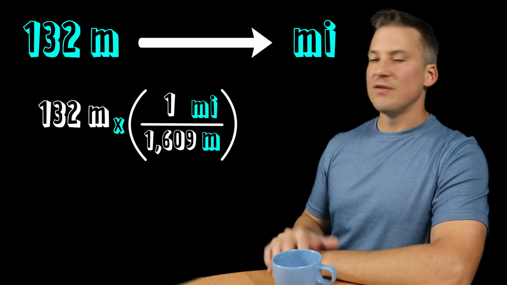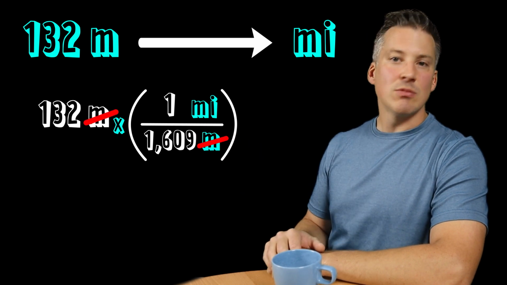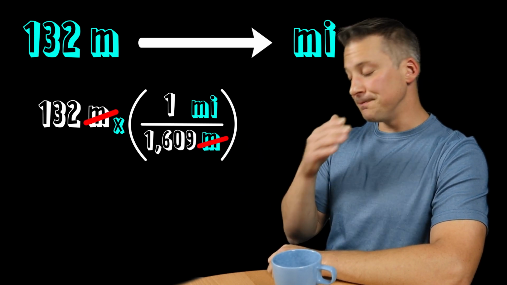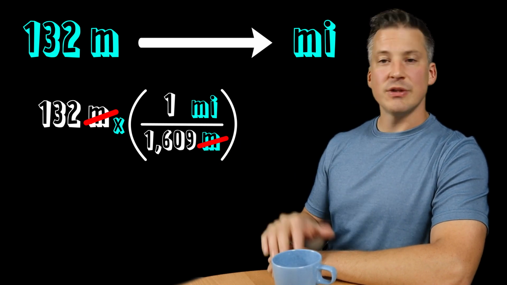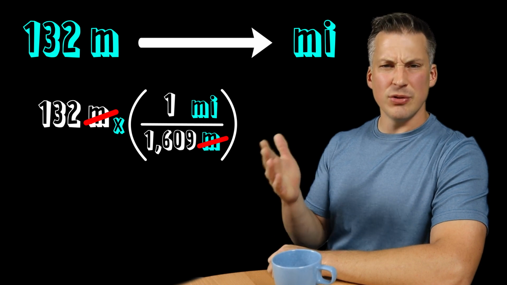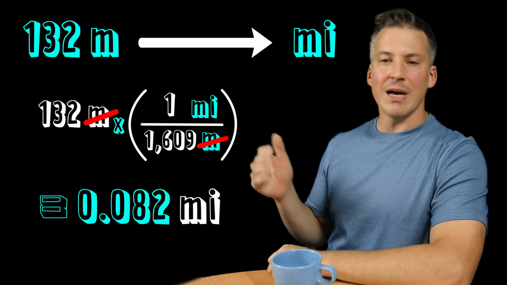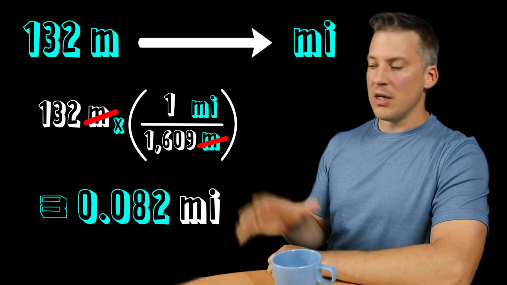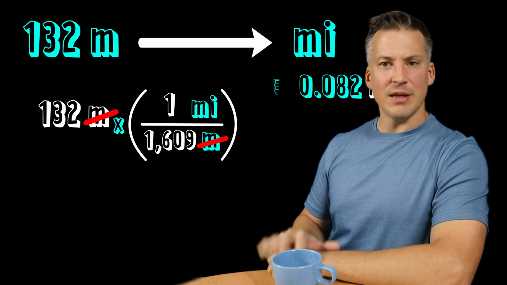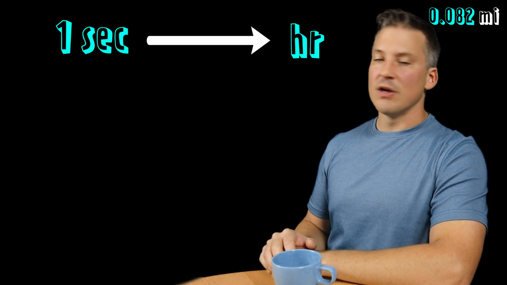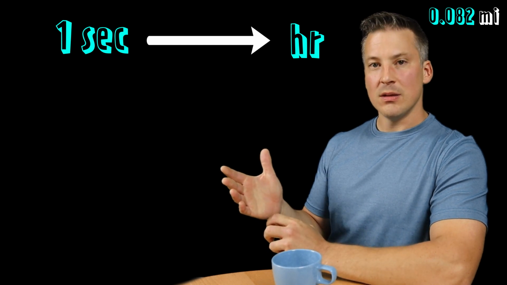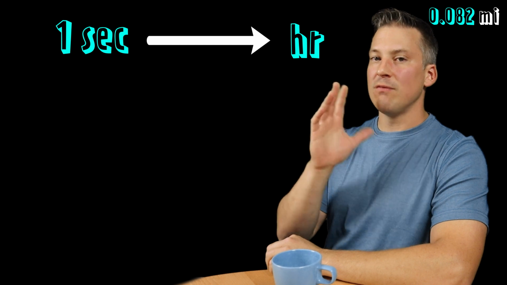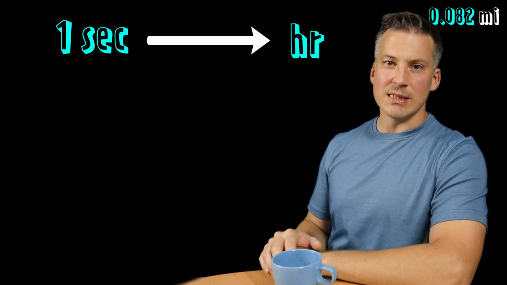Notice when we plug in those values, the meters cancel, and basically we're doing a division, where it's going to be 132 divided by the number of meters down there, which was 1,609. When we do that division, it works out to be about 0.082 miles. So we have that answer and we're going to keep it on the side for now. That was the first conversion. Now the second conversion, remember, we're converting 1 second into hours. Again, we can do this in a one-step process if we know the relationship between seconds and hours.